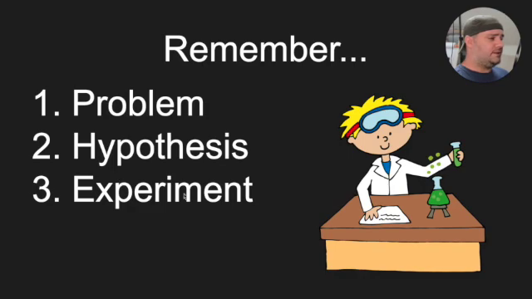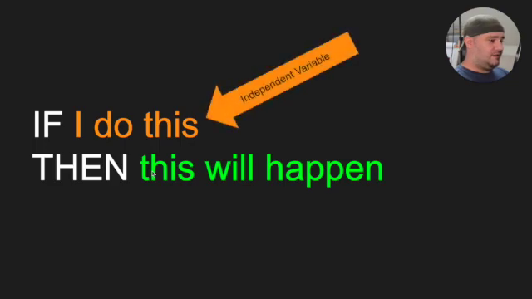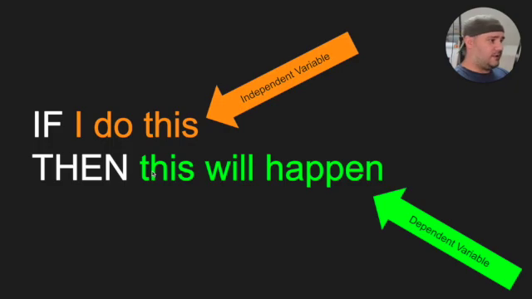Before we can conduct an experiment, we have to know what we're testing. And that's where the hypothesis comes in. It's a prediction about what's going to happen in our experiment. So we predict that if we do something, then something will happen. If I do this, then this will happen. In this case, the independent variable is the thing that I do, and the dependent variable is the thing that will happen. This should become more clear as we work through this.